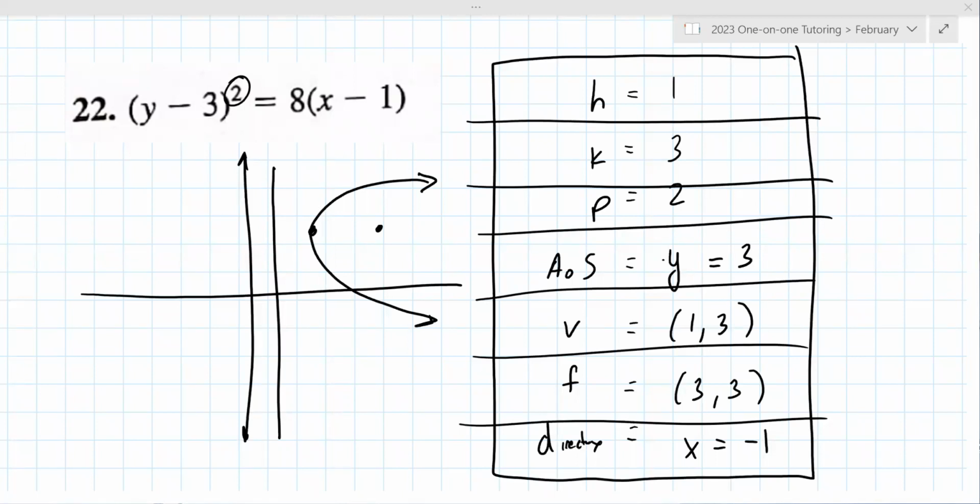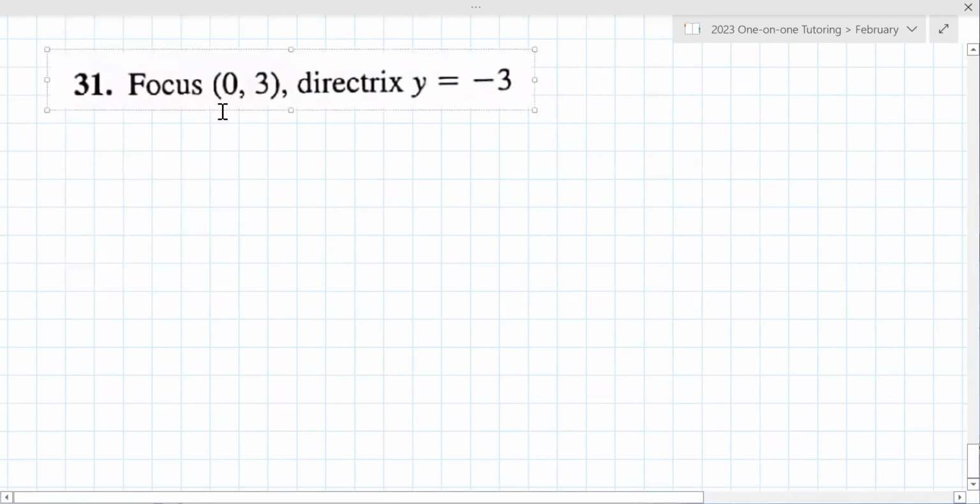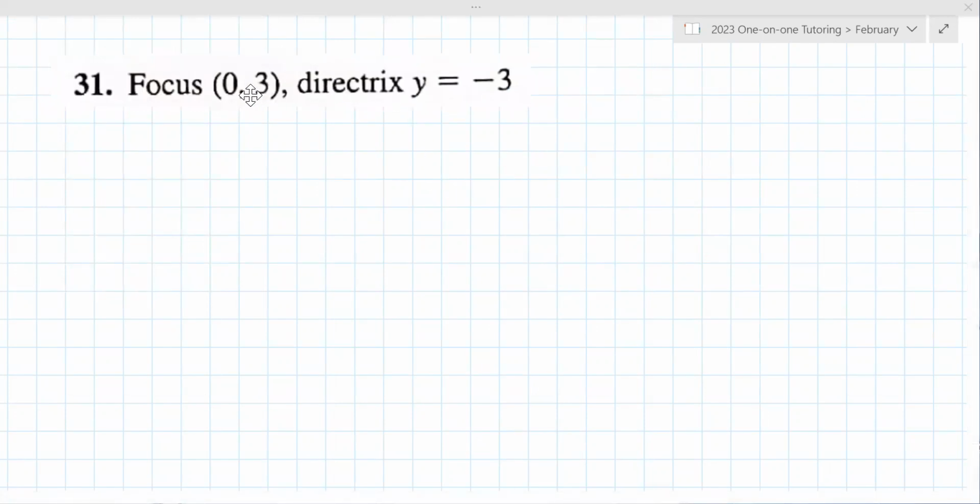All right. So let's look at 31. These are the going backwards questions. And these are way harder, by the way. I mean, not that those aren't hard enough, but they're way harder. If you have the equation sheet, it's much easier, but this is all they're giving you. They're saying it's got a focus at 0, 3, directrix of -3. Give me the equation. And I feel like there's not much there.